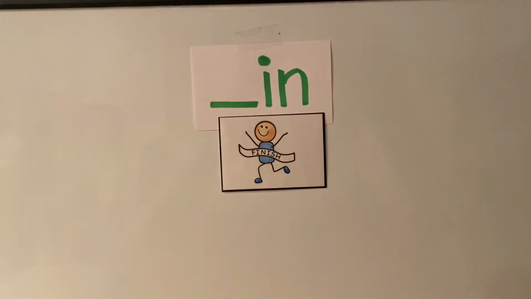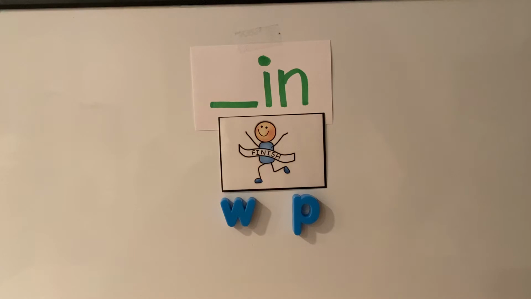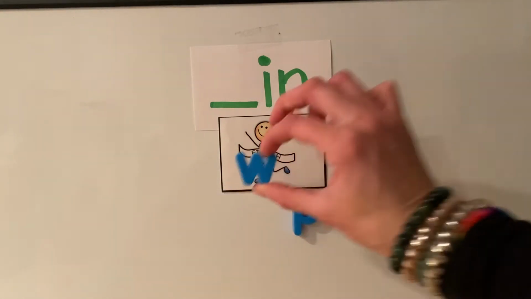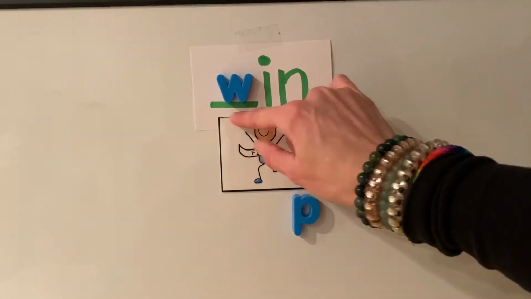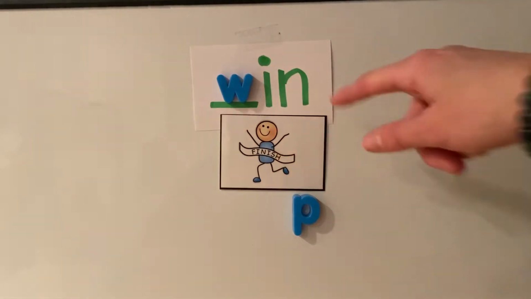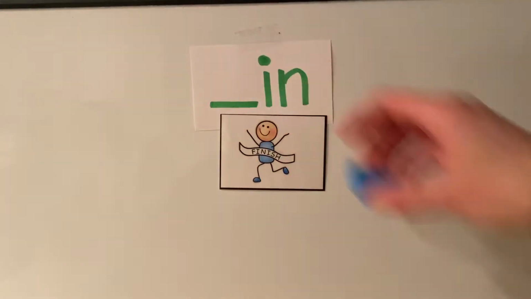How about this one? Win, w, w, win. What sound do you hear? W, win. It's the letter W. W, in, win. Win. That's how you spell win. Great job. Let's keep going.